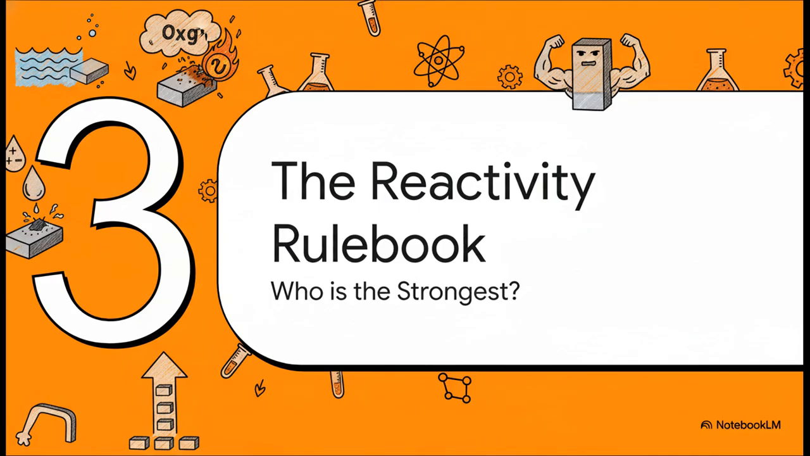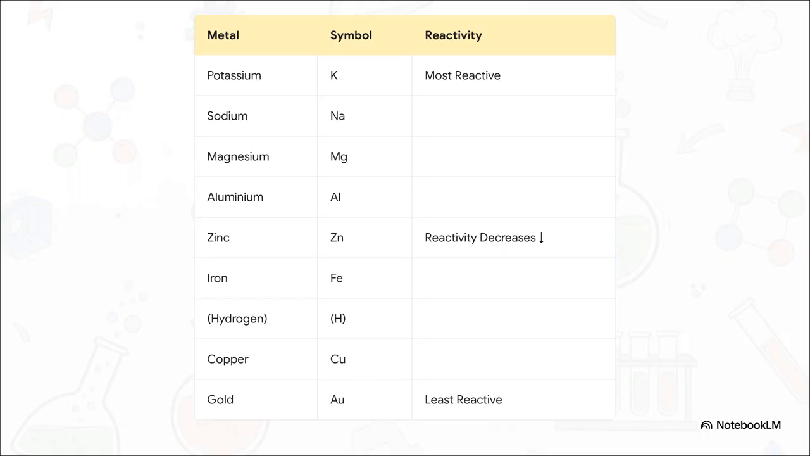So, with all these different reactions, how do we keep track of which metal is more reactive than another? Well, we organize them into a ranking system. This is what we call the reactivity series, and it's our rulebook for predicting what will happen in a chemical reaction. This series is the absolute key to predicting displacement reactions. As you can see, potassium is right at the top. It's the most reactive. And as we go down, the reactivity decreases, with gold at the very bottom being the least reactive. Now, the rule is simple. Any metal can displace, or kick out, a metal that is below it in the series from its salt solution. The higher up it is, the more powerful it is.